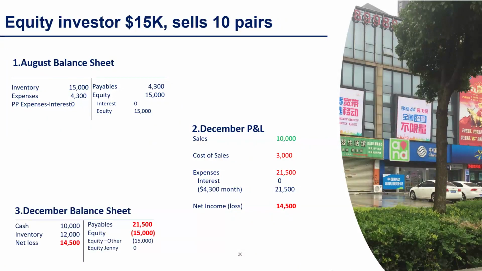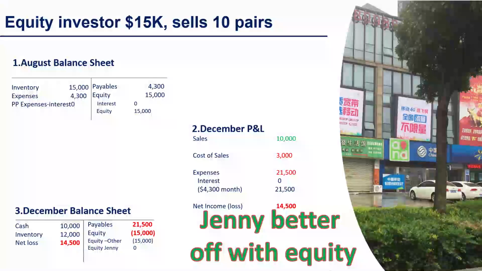When we look at her balance sheet, she will have the $10,000 of cash, she will have the inventory, and she will have a loss. And she will still owe the $21,500. Her equity will be basically negative because she has lost money. So the lesson that we learned is that if the business doesn't go well, if the initiative that we have is unsuccessful, then Jenny, or us, were better off with equity because she can simply tell her friend that she's sorry and her friend will have to absorb that loss.